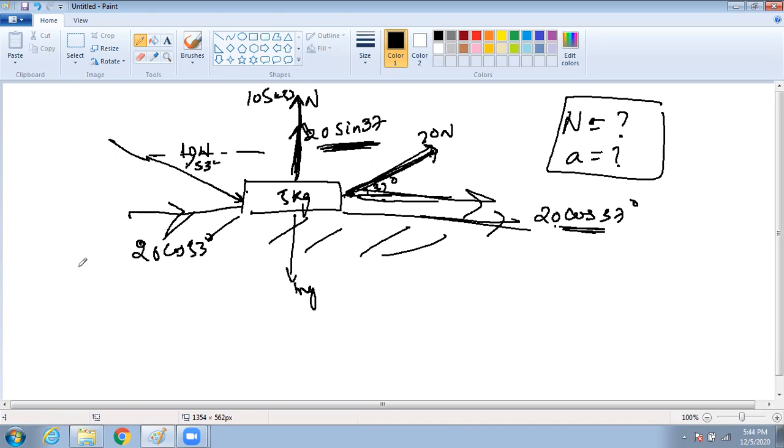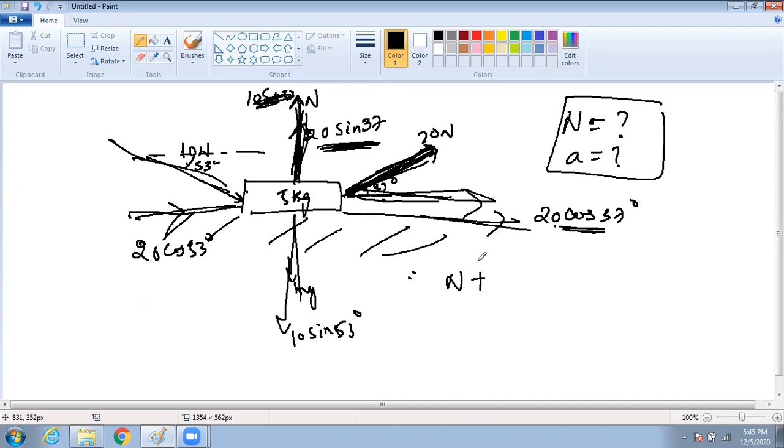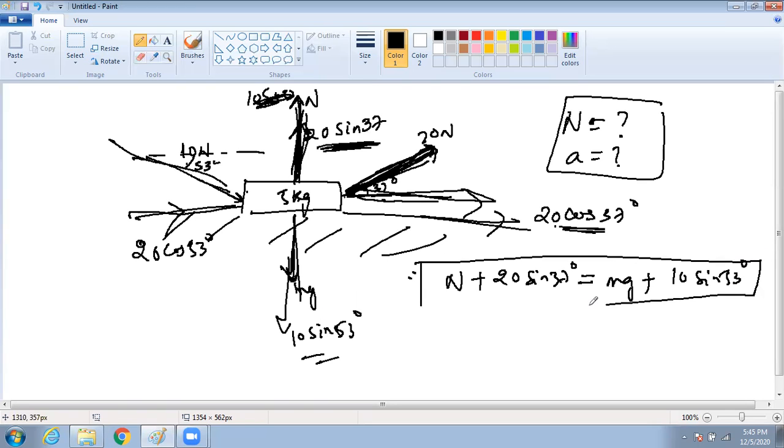Yes? No. See, this one is on this side. It is being pulled. It is being pushed. So here it will be 10 sin 53 on this side. See, this force will have two components, one this side and one this side. This force will have two components, one this side and one this side. Understood? So now what happened? Your N is on this side, the upward side. N plus 20 sin 37 degrees equals what? mg plus 10 sin 53. This is one equation. Clear? Yes or no?